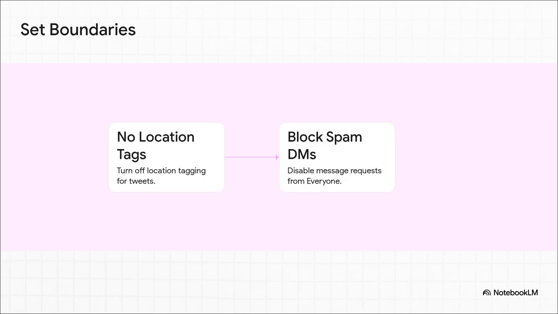Next up, let's set some boundaries. Dive into your privacy settings and turn off precise location tagging on your tweets. I mean, think about it. There's almost never a good reason to broadcast exactly where you are. Then, head over to direct messages and switch off message requests from everyone. That'll stop your inbox from turning into a total free-for-all.